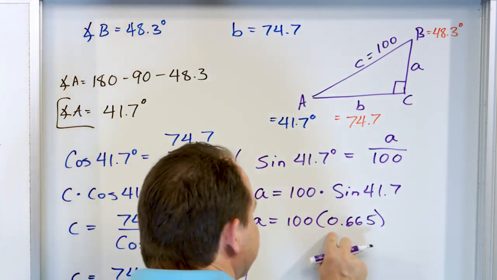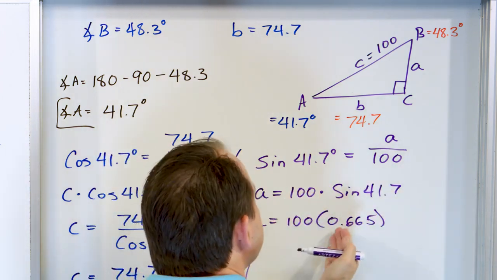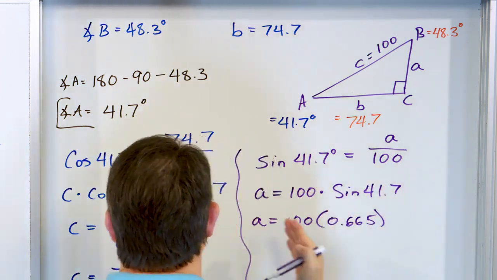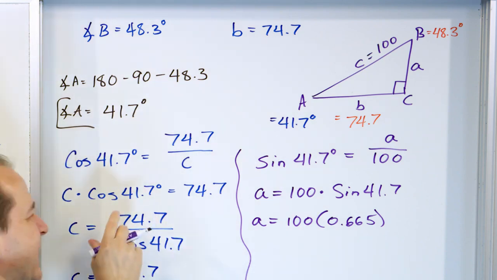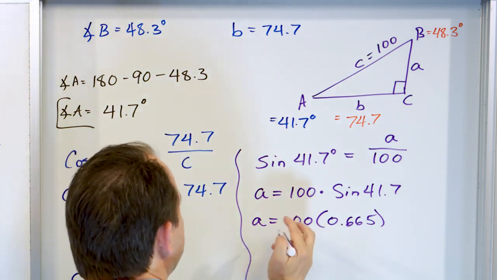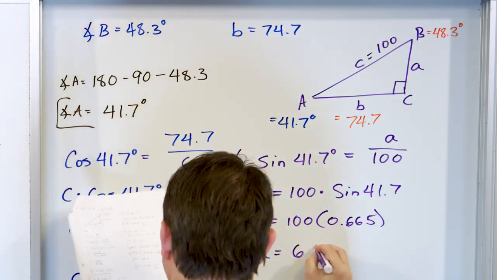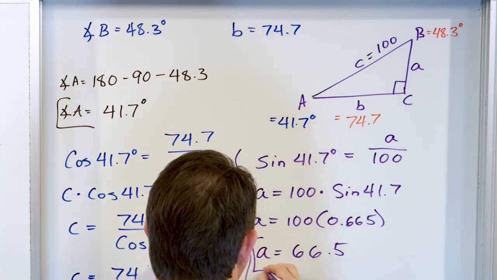Okay, so it's like the sine and the cosine: if it's a unit circle with a hypotenuse of 1, the sine gives you the vertical projection, the cosine gives you the horizontal projection. If the hypotenuse were 1, this is how much of it would be in the vertical direction. Times 100, we get 0.665 times 100, 66.5 meters or whatever it is.